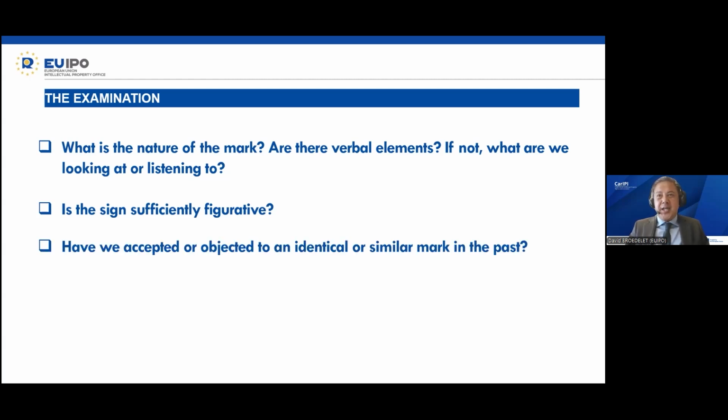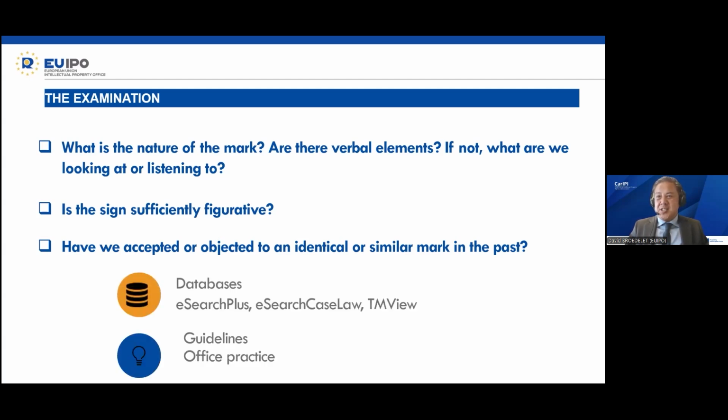We also look in our own database if we accepted something similar or if we have objected to a similar application. This is also quite automated. We have a support tool for this. And we use these databases, the one that is called eSearch Plus, to search for previous trademarks. We search in our tool for the case law, which is eSearch Case Law, and we use TMView. And of course, we consult the guidelines and office practice.